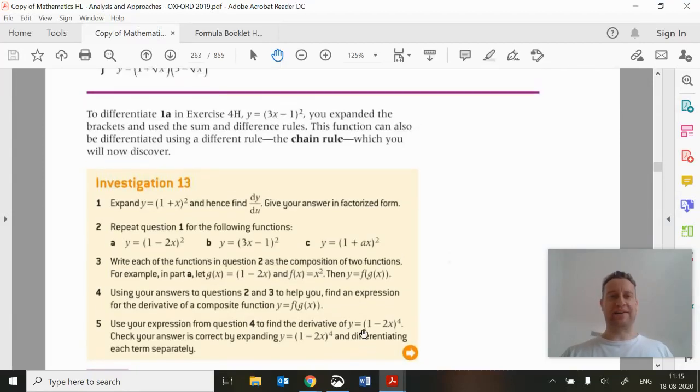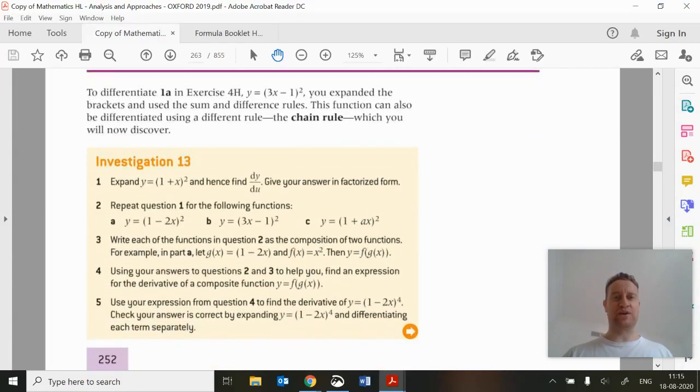Hi guys, welcome back. This is 4I. We're going to work on the chain rule, which is essentially differentiating functions of functions.